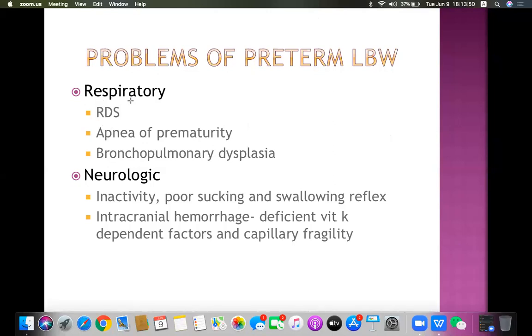Now, in the respiratory system, this baby suffers from respiratory distress syndrome of prematurity. This RDS is respiratory distress syndrome of prematurity, also known as hyaline membrane disease, HMD. So these are synonymous terms. And this hyaline membrane disease, you all know, is because of lack of surfactant. Isn't it? Lack of surfactant.